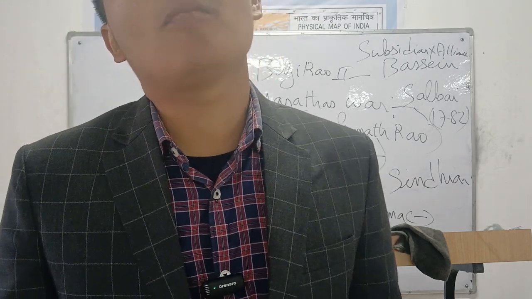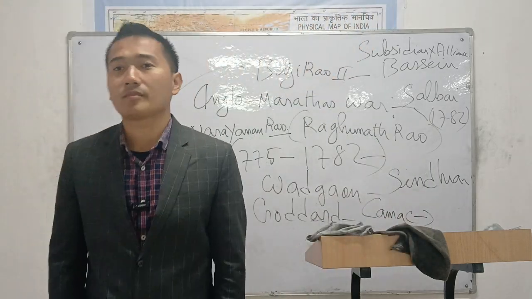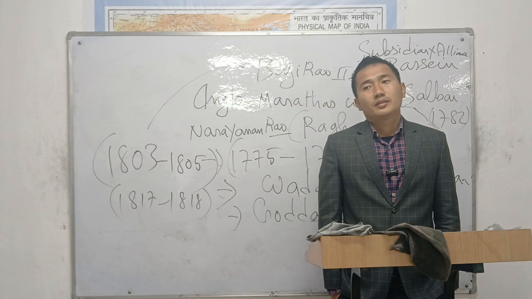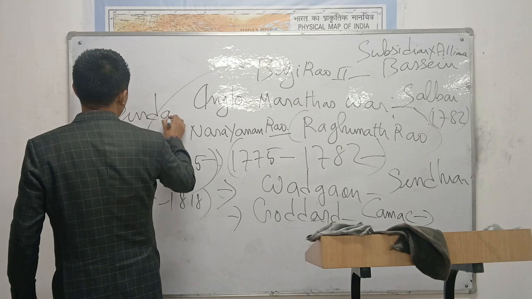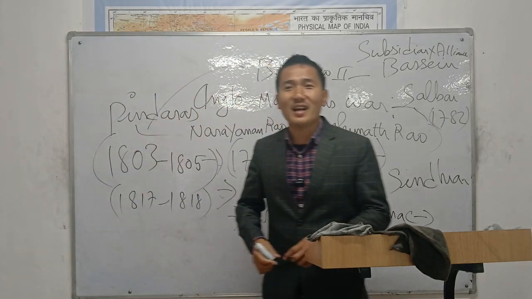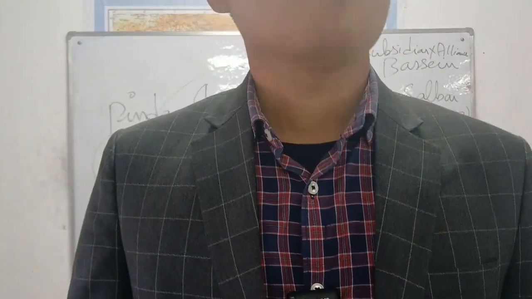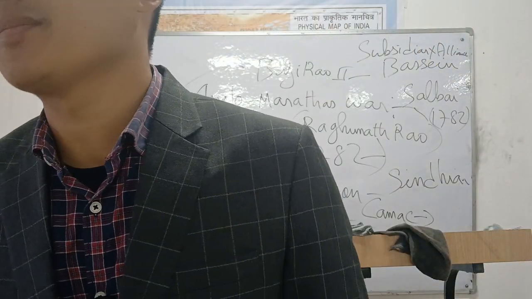Third is the Third Anglo-Maratha War, 1817 to 1818. Only one reason: the Pindaris. When I say Pindaris, it means Muslim army fighters, a group of well-trained men, just like an army. The Englishmen were searching for these people, and the Marathas were suspected of giving shelter to them, known as the Pindaris.